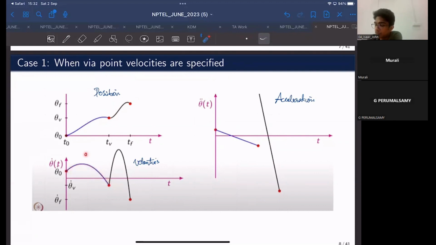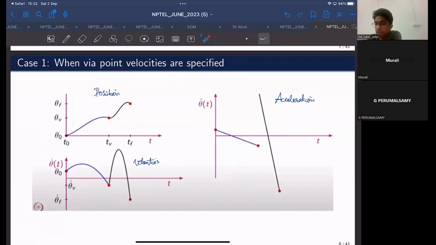This corresponds to the first segment. This corresponds to the second segment. And as you can see, you have a discontinuity over here. Because of that, you will have a discontinuity in acceleration at this instant of time. At this instant, when time is at the via point, you will have a discontinuity in this acceleration profile.